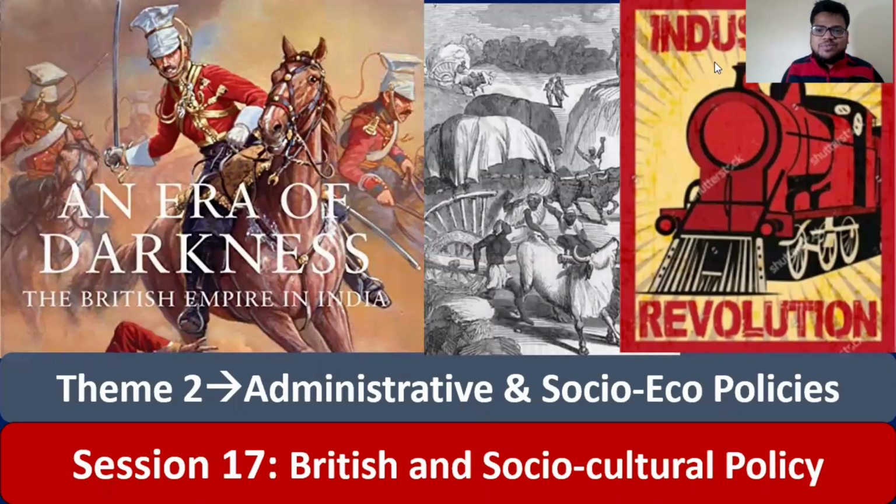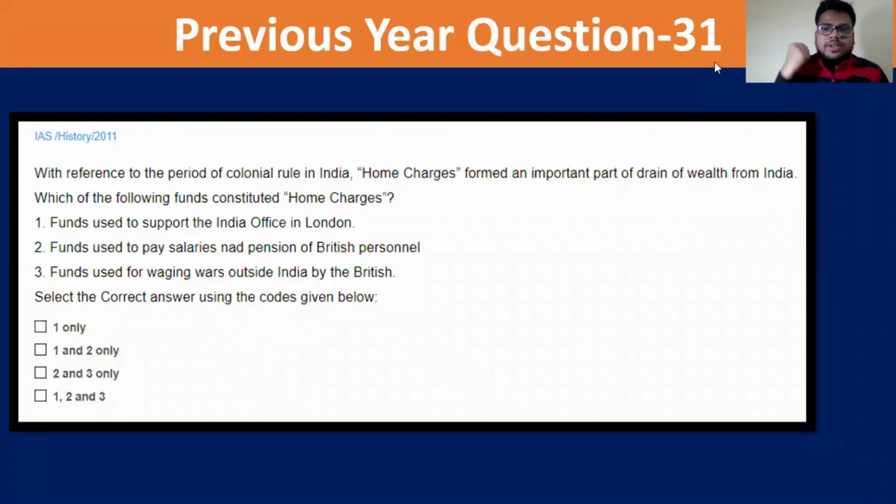Hello everyone. Welcome to the last session in our theme 2, session number 17, that is British economic and socio-cultural policy. It's going to be a relatively small session. The last session was a 1 hour long session; this session will be small. First we'll discuss the questions, then we'll revise very quickly what we have done in theme 1 and theme 2, and then we'll move on to theme 3.